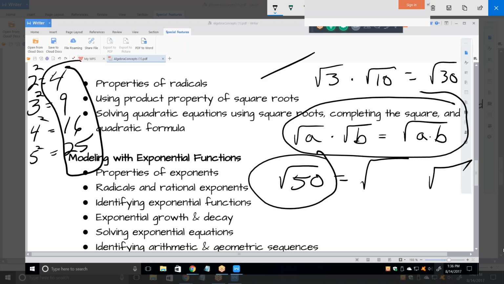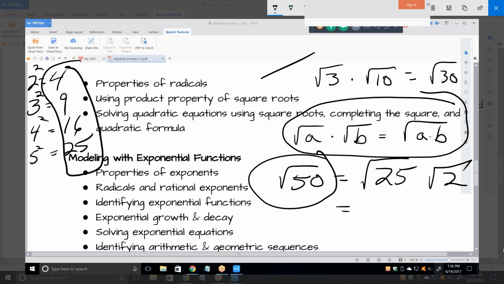Okay? And you want to know those. You want to memorize those. Those are extremely important numbers when it comes to conquering algebra. So what we're looking for are any factors of 50 where one of them is a perfect square number. Yes, 25. Okay, what's the other one? 25 times what is equal to 50? 2. Okay, so it's the square root of 25 times the square root of 2.